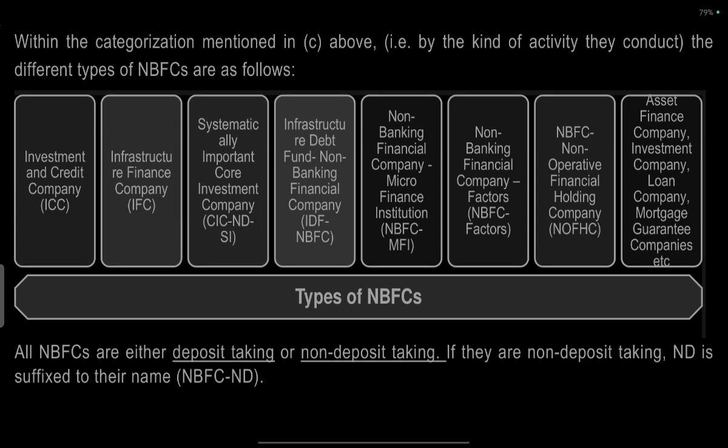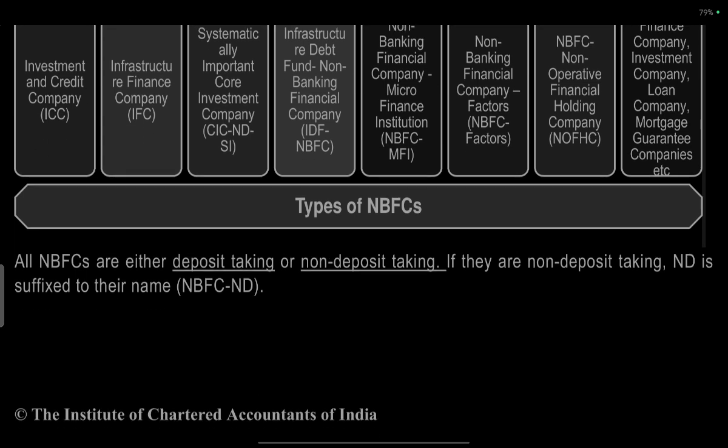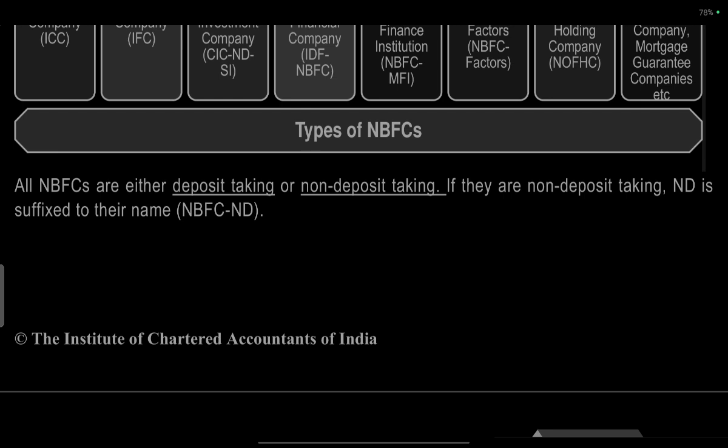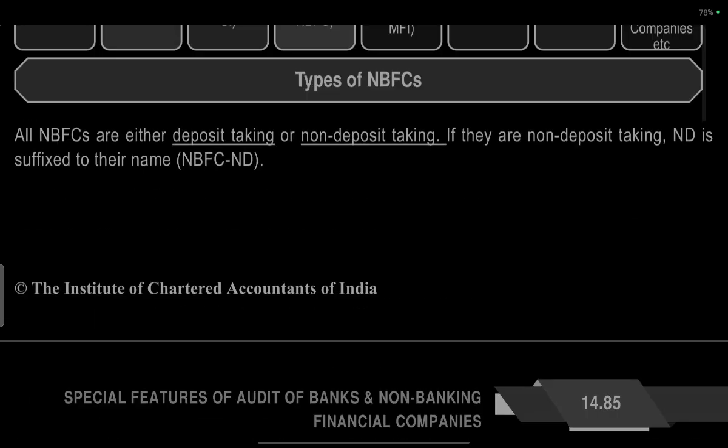These include: Investment and Credit Company, ICC; Infrastructure Finance Company, IFC; Systemically Important Core Investment Company, CIC-ND-SI; Infrastructure Debt Fund NBFC, IDF-NBFC; Micro Finance Institution NBFC, NBFC-MFI; NBFC-Factors; Non-Operative Financial Holding Company; Asset Finance Company; Investment Company; Loan Company; and Mortgage Guarantee Company. These are the types of NBFC. All types of NBFCs are either deposit-taking or non-deposit-taking. If they are non-deposit-taking, ND is suffixed to the name, as in NBFC-ND.